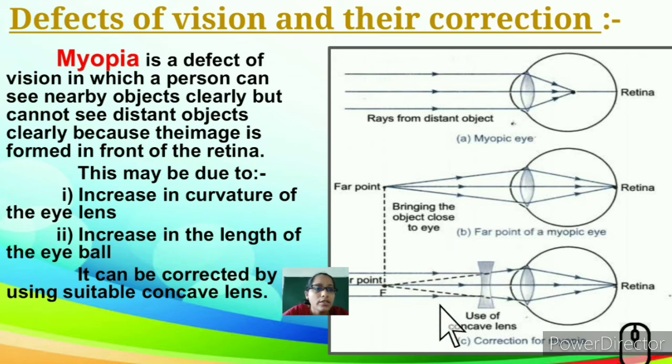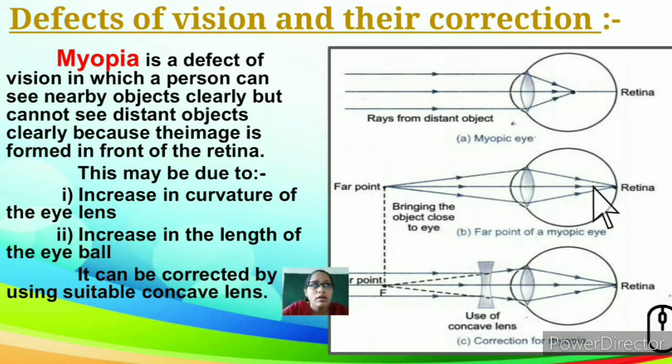So the far point, here you can see, bringing a close object to the eye, in the far point of a myopic eye, the image is formed just in front of the retina. It doesn't reach the retina. So it's very difficult for the person with myopia.